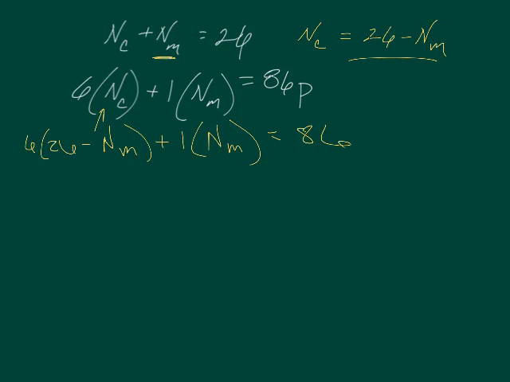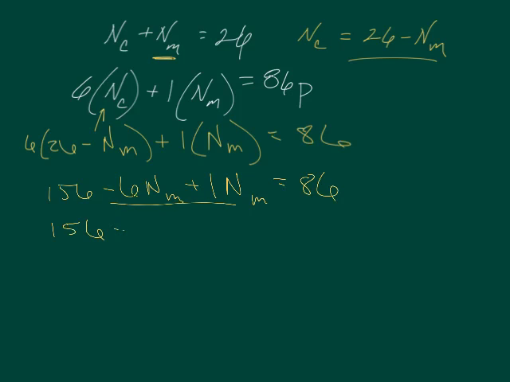Alright, so let's take 6 times 26 and get 156 minus 6 NM plus 1 NM equals 86. So 156, negative 6 plus 1 is a negative 5. Take away 156 here, take away 156 here, those go away.